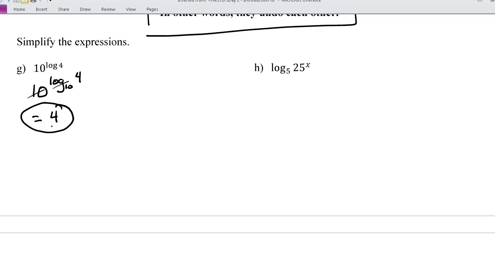And for part H, I have log base 5 of 25 to the x. So again, I'm going to rewrite this a little bit. This is going to be the log base 5, and I know that 25 is 5 squared. And then I also had an x up there. The x is there. So this 25 is 5 squared. And then I have a log base 5, and I also have a base 5 here. So these are going to cancel each other out. And we're left with 2x.